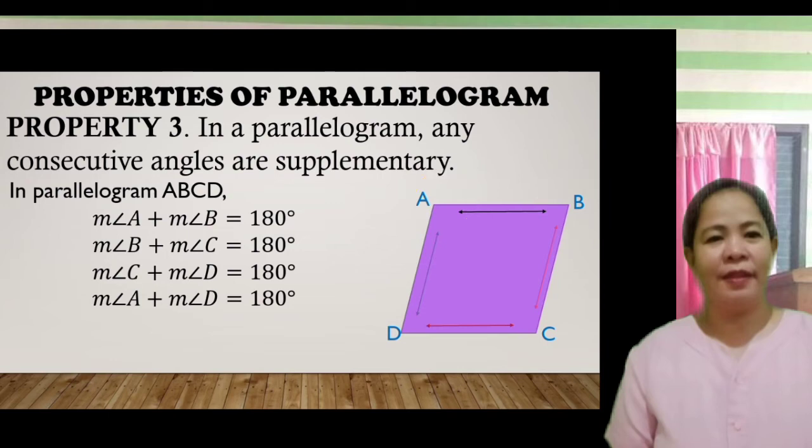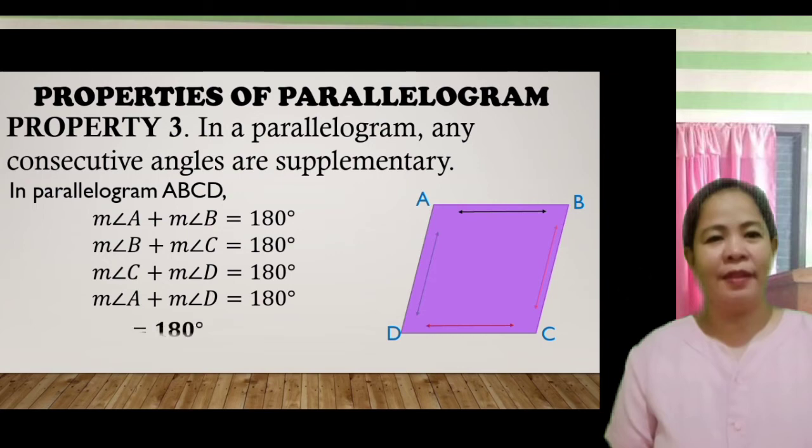And also, if we are going to add the measure of angle B and angle C, the answer is 180. The same with the measure of angle C plus the measure of angle D, equal to 180. And of course, the measure of angle A and angle D is also equal to 180 degrees.